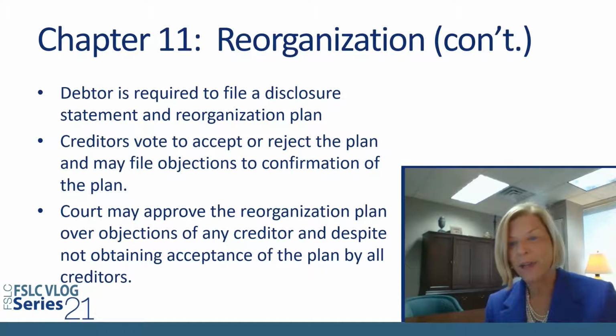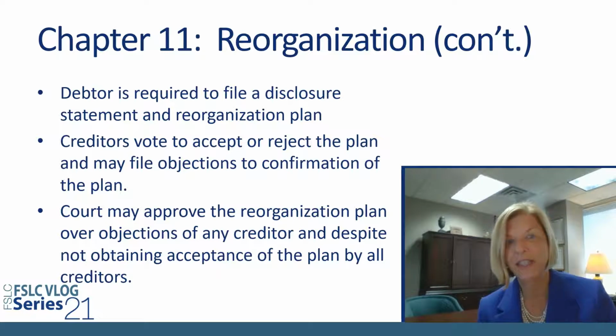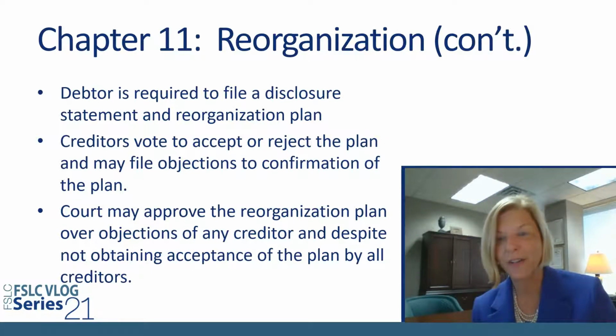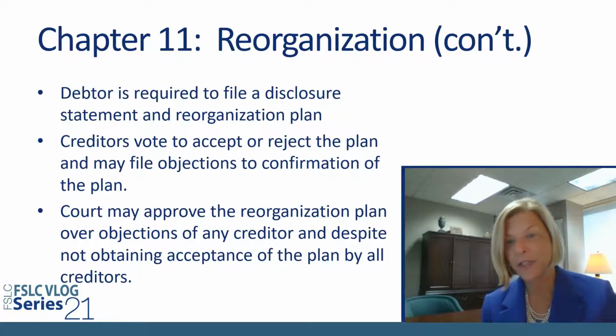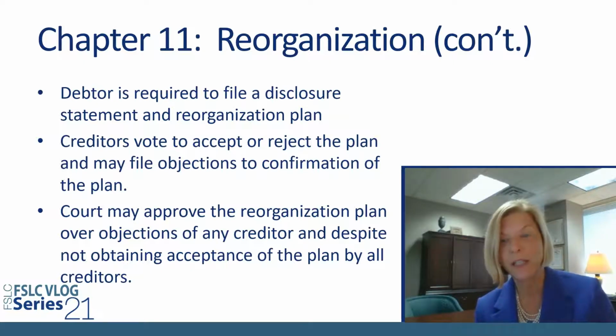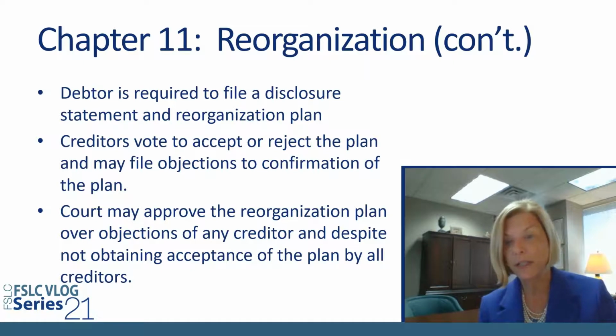In a Chapter 11, boiling it down to the very basics, after a petition is filed, the Chapter 11 debtor is required to come up with a plan of reorganization. And so they are required to file a disclosure statement, which has a bunch of information in it, in the nature of a prospectus that would be required for the sale of stock to inform the creditors regarding the company. They have to file a disclosure statement, the debtor does, and a reorganization plan.